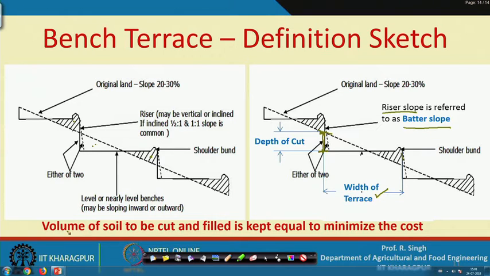And one important thing is that the volume of soil to be cut and filled is kept equal to minimize the cost. So, obviously, whatever we cut, if we fill, then obviously cost will be minimum. So, cutting and filling is balanced, that is what we try all the time.